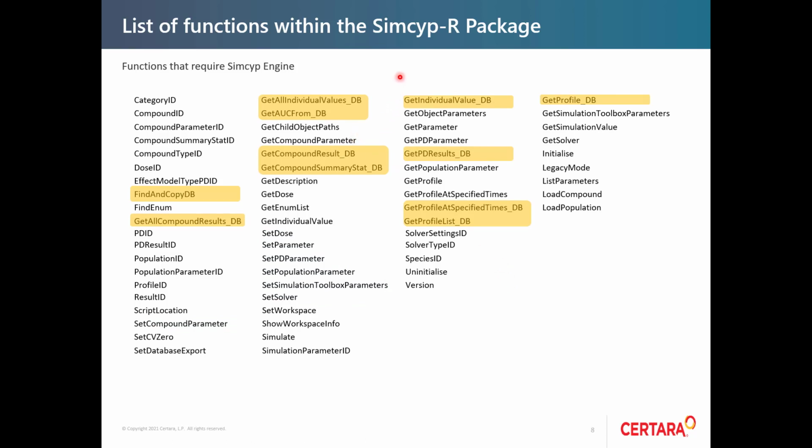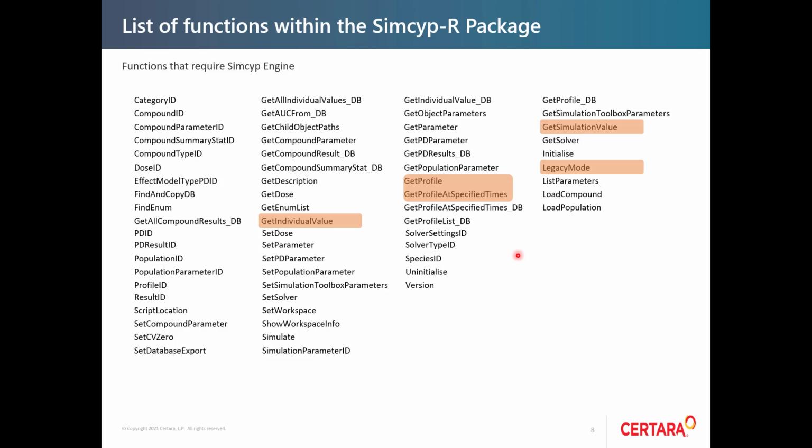The next group of functions are the DB functions. These functions have the term DB, which stands for database, at the end of each function. These functions are used to go into the database file that was created to extract the simulation results that were generated. So for example, if you're interested in knowing what the simulated age for each individual is, we use the function called getIndividualValue to go into that database file and extract the age value for each subject. Or if, let's say, you're interested in extracting the concentration profiles that were generated for each subject, we use the function called getProfileDB to go into that database file to then extract the concentration profile for each subject.